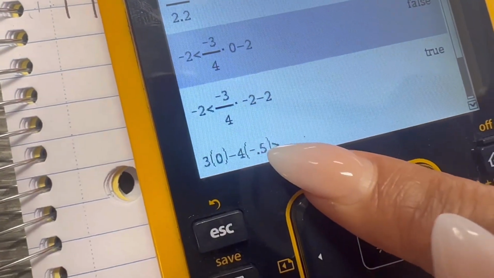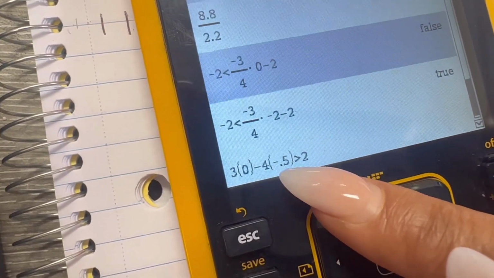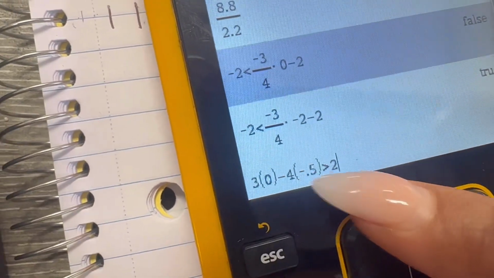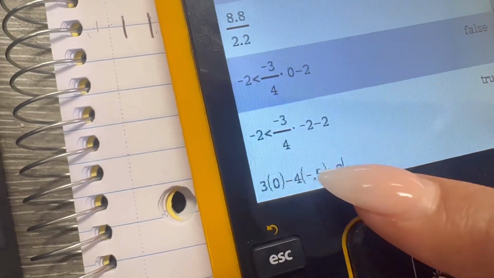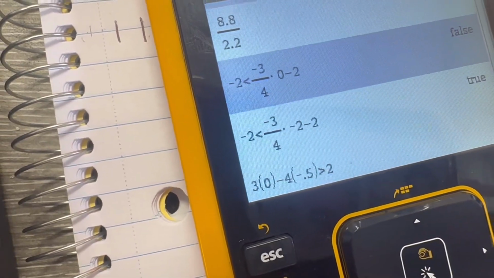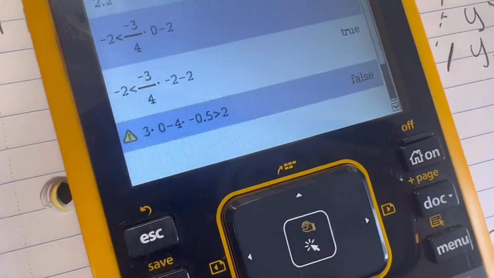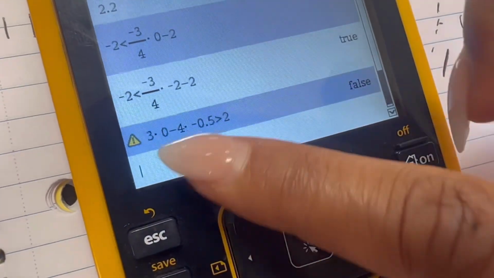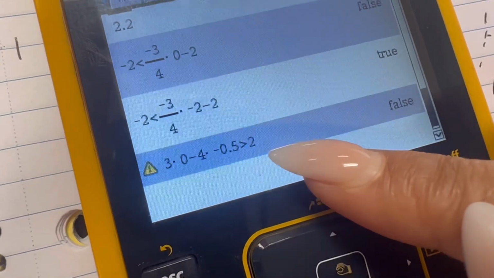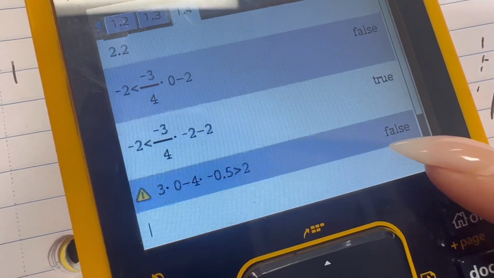Is greater than 2. Is that true? What is 3 times 0? Take away 4 times negative half. Is it greater than 2? You can do that in your head. What's 3 times 0? 0. What's half of 4? 2. A negative times a negative is a positive. Is a positive 2 greater than a 2? No, it's equal to it, right? Well, let's see. Enter. It says false, which we just said. 3 times 0, take away negative 4 times negative half is not greater than 2. That's head math. But you can also do it in here. It will tell you true or false. So keep going until you find the true one.